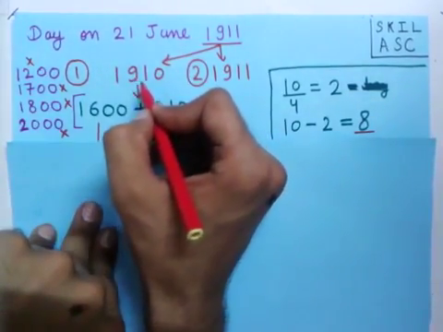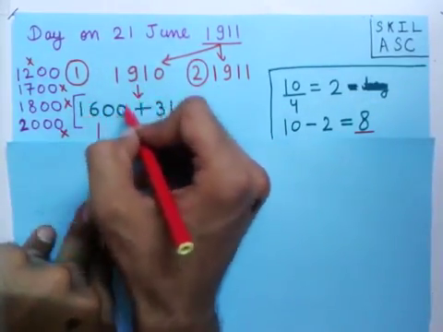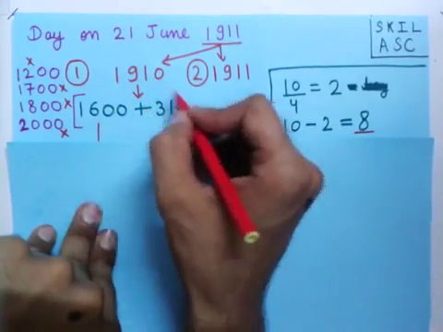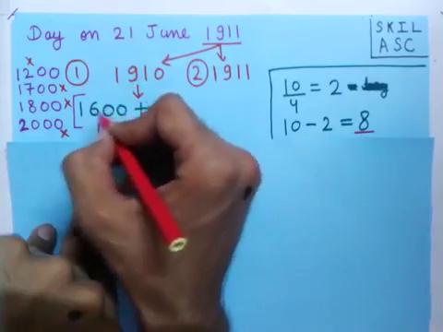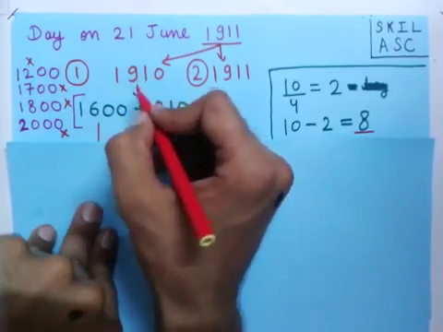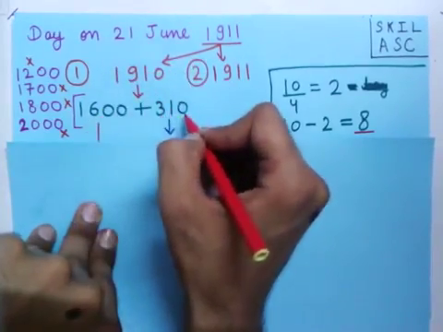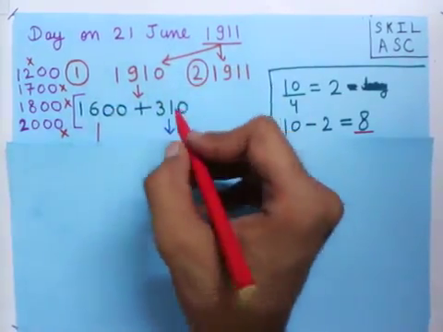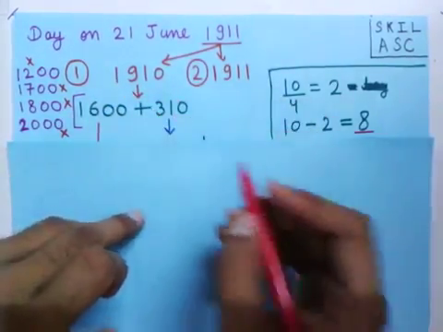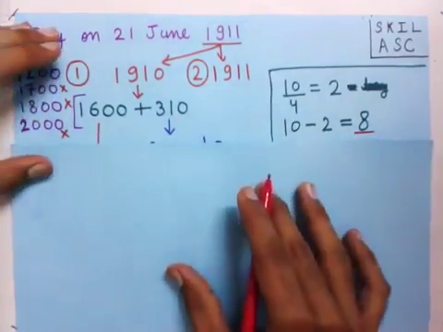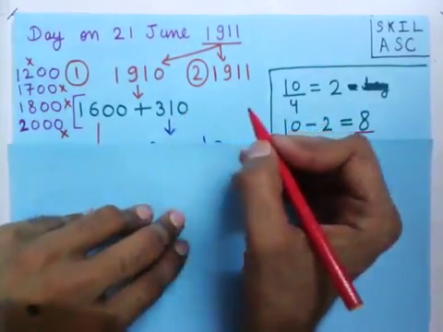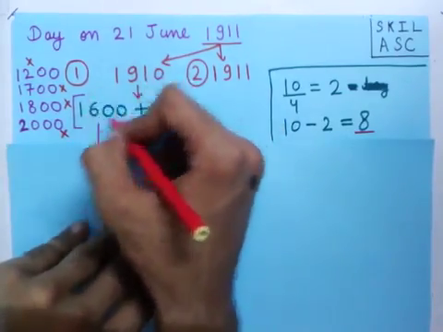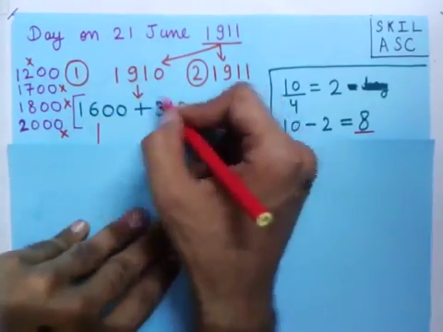Now we go ahead. Once we have taken out the required year, the remaining years we will write here. If we take out 1600, then the remaining years are 310. If you add this, you will get 1910. So we write the remaining years here. Okay. Now the next step is to divide again. We don't need to divide this year, we need to divide this year.